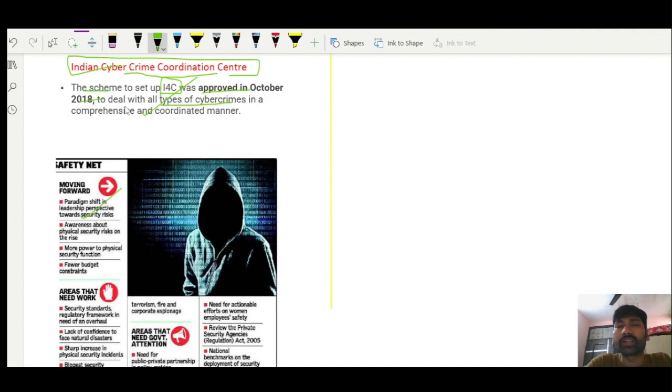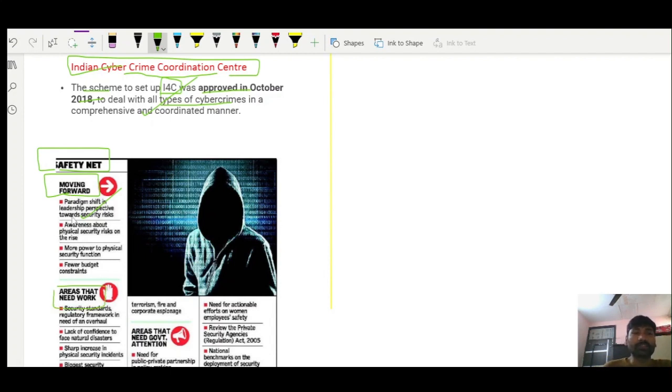in a comprehensive and coordinated manner. The nature of cybercrimes has become so serious that a comprehensive and coordinated response is required. So, the safety net, and moving forward, what were the measures taken, and what are the areas the government should focus more on, and areas that need work.